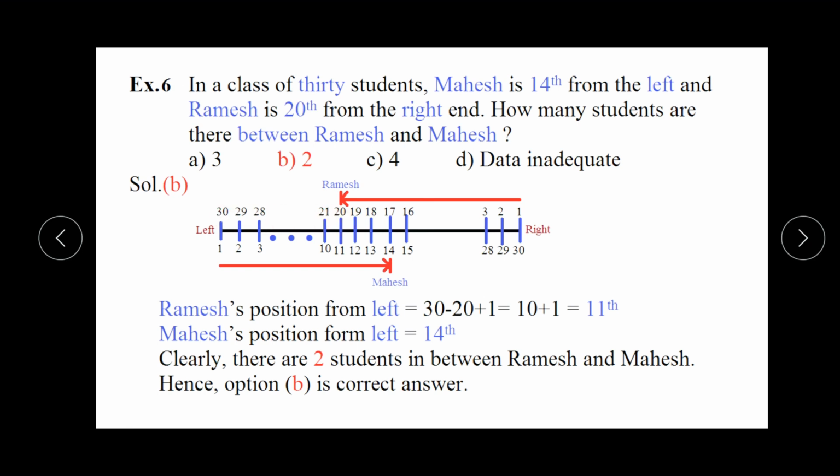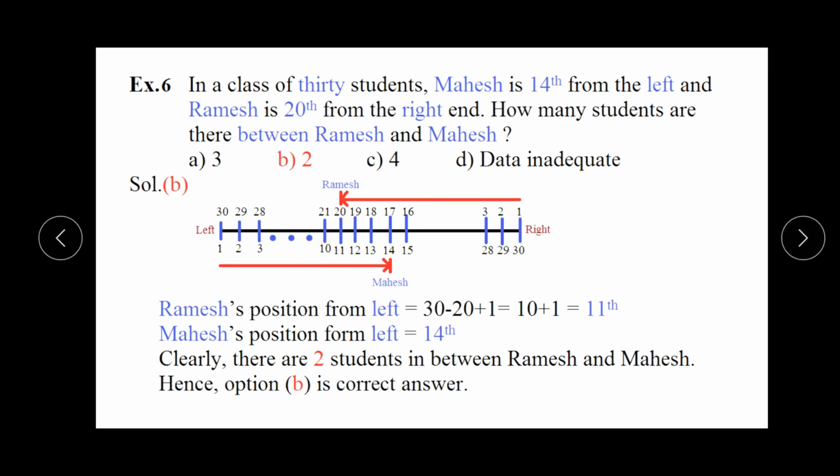If I subtract the position of Ramesh from the total number of persons, if 30 is the total number of persons, subtract 20, that time there is 10. There are 10 persons after Ramesh from the left side, or you can say before Ramesh from the left side. Only 10 persons are there, but we have to count Ramesh. That's why we will add 1.